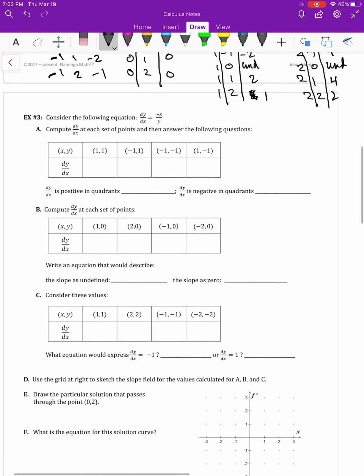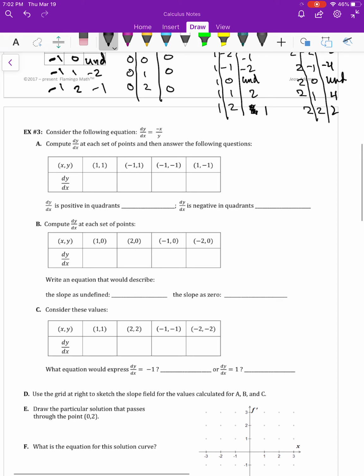And then we go to example number 3. Consider the following equation: dy dx equals -x over y. And it said compute it at each of these. So we've got -1 over 1, -1. +1 over 1, 1. And then we've got negative times negative is +1 over -1, -1. And then negative times 1 over -1 is a +1.